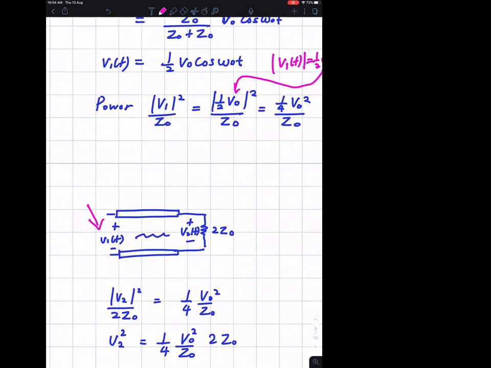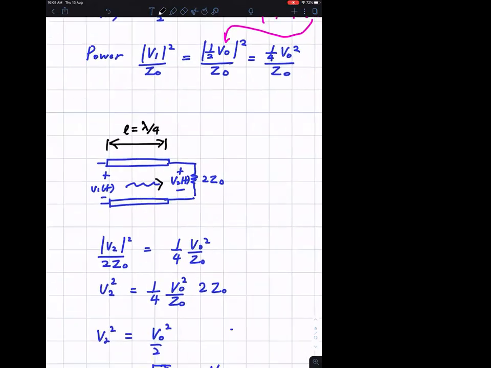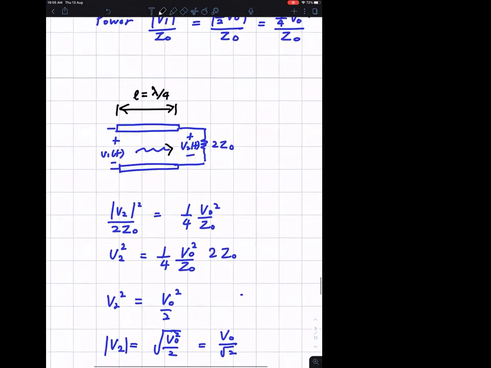So this power wave or voltage wave travels to the load through the transmission line that has a length of lambda over 4. Since this is a lossless line, assuming lossless, therefore power is directly delivered to the load without any loss.